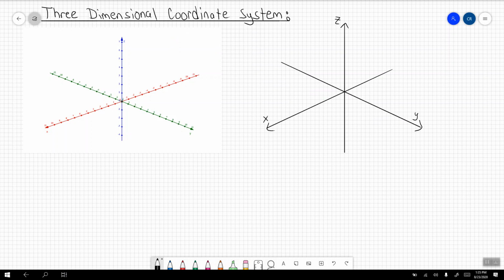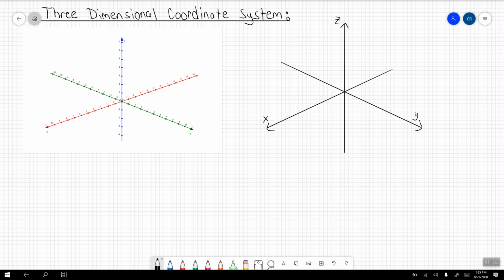Now, because we have an x, y, and z coordinate system, this actually breaks the space that we're working in into 8 equal parts. And those parts are known as octants. So I'm going to show you a really quick depiction on GeoGebra as to how that's going to play out with the ordered triplets that we are going to be working with.